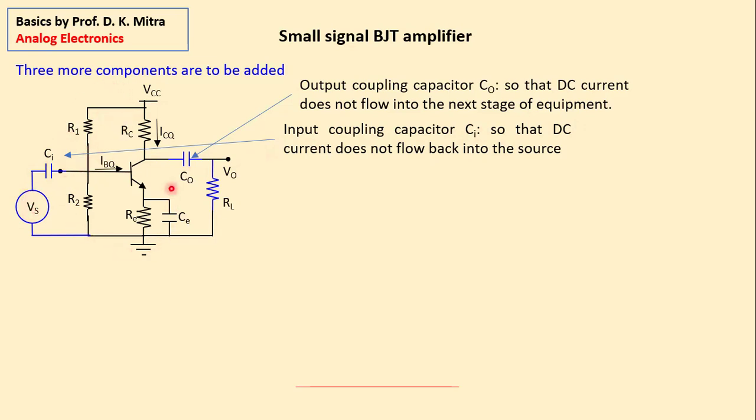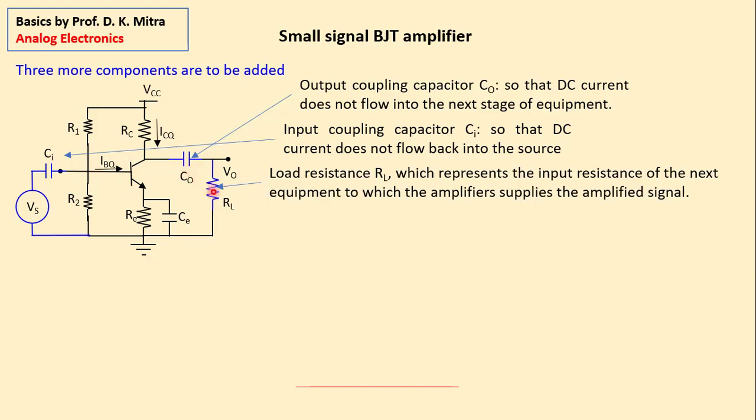Suppose this is an amplifier you have designed and you have used a signal from somebody, maybe from a handheld mic, and maybe your output you are giving to a power amplifier. So the DC from your amplifier should not go back into the mic, neither should it go into the power amplifier. So on both sides there are coupling or decoupling capacitors.